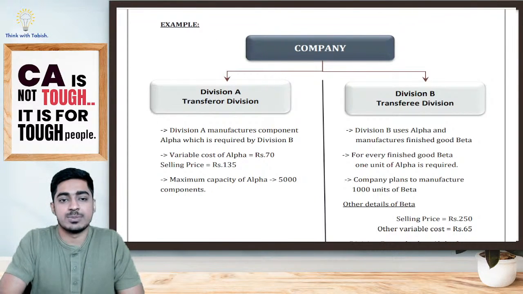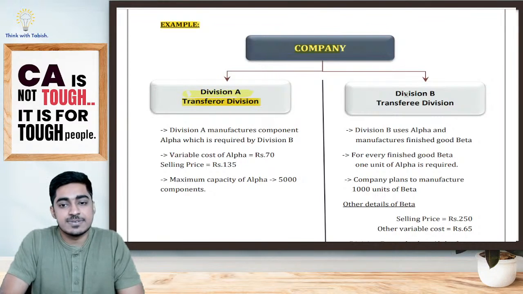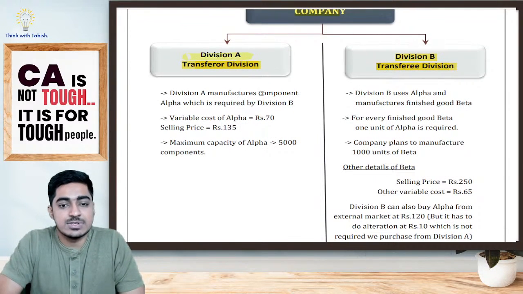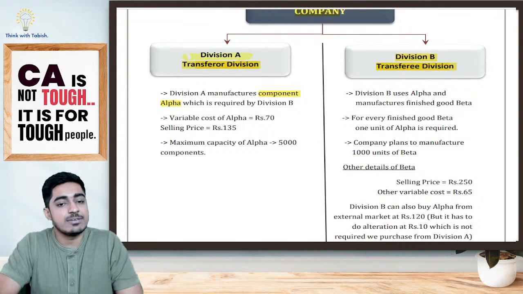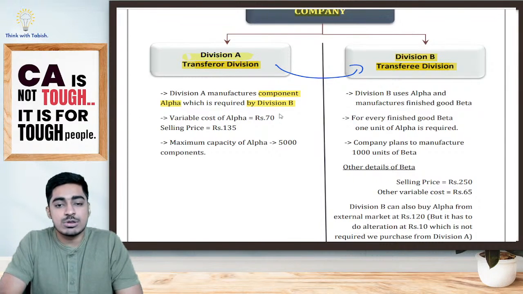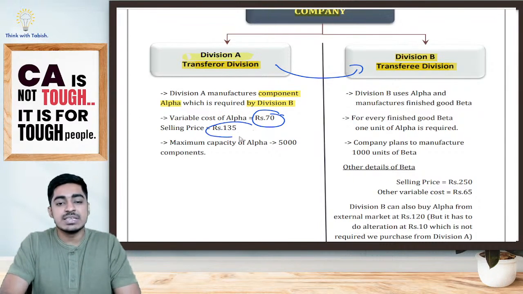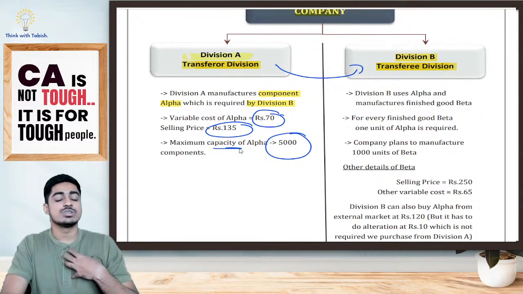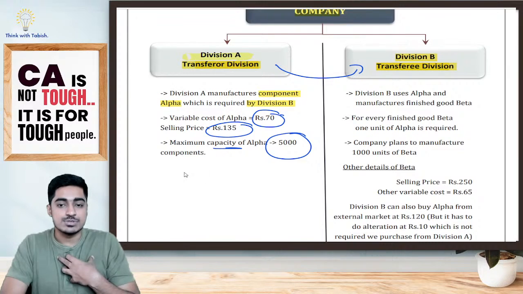Let's understand it with the help of an example. Suppose a company has two divisions, a transferor division and a transferee division. Division A, the transferor division, manufactures a component called alpha, which is required by the transferee division. What is the variable cost? 70 rupees. Selling price is 135. Maximum, how many units are we in a position to produce? The transferor can produce 5,000 units.